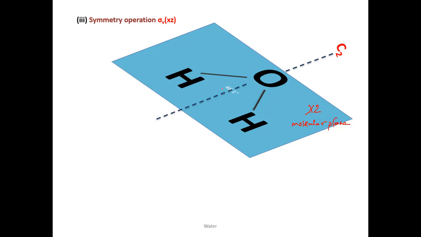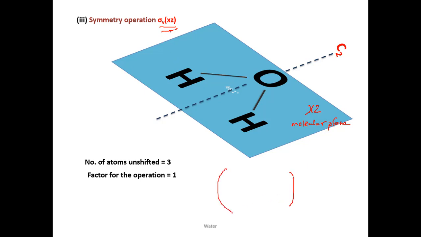During reflection by sigma xz, the lower half will become the upper half and the upper half will become the lower half for every atom. But there will not be any net shift in the position of the atoms. The position of the atoms will be the same, and so the number of unshifted atoms will be 3 and the factor is 1. We will find out how we get the factor as 1.